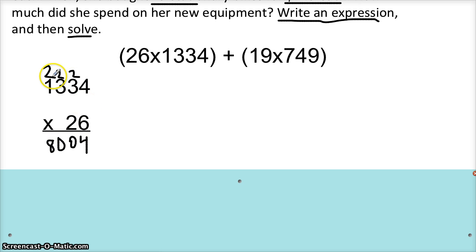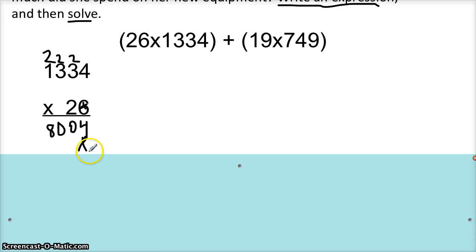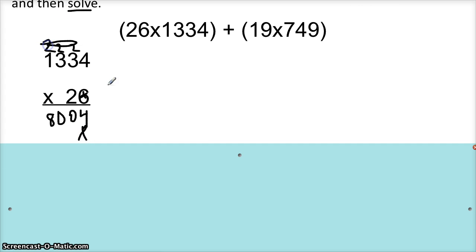Okay, so a 4-digit multiplication problem with a 2-digit number. As you see, I just continue on. I'm multiplying the 6 times everything first, and then once I'm done with that, I add a placeholder here. I learned to do an X, but a lot of you will do zeros. It doesn't matter as long as you know it's a placeholder. And I'm done with these, so I'm going to cross these out too.